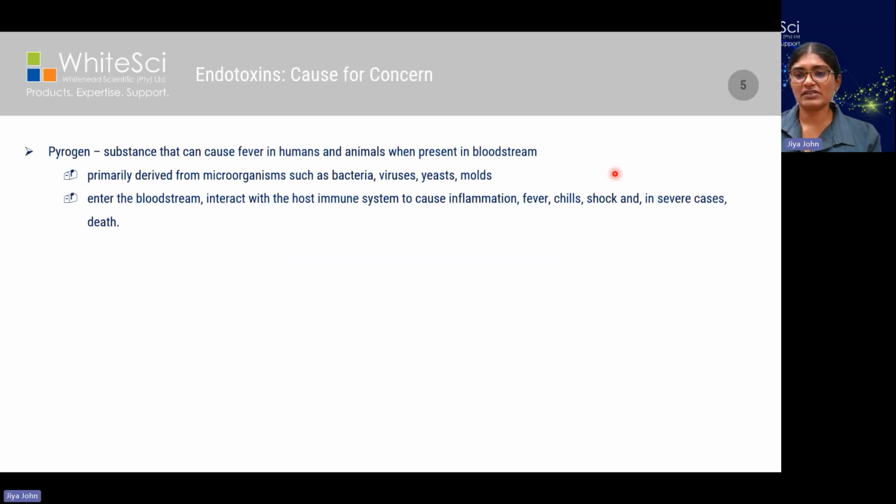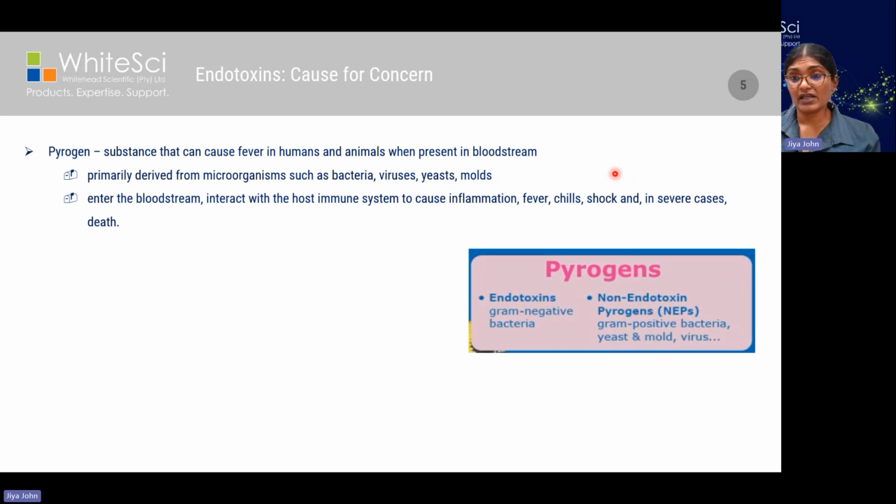So why is endotoxin a cause for concern? Endotoxin is a pyrogen, as I mentioned before. So what is a pyrogen? A pyrogen is basically a substance that can cause fever in humans and animals when present in the bloodstream. There are different sources of pyrogens, and these include bacteria, virus, yeast, and mold. When a pyrogen enters your bloodstream, it interacts with your immune system and causes adverse reactions, including inflammation, fevers, chills, shock, and in severe cases, death.